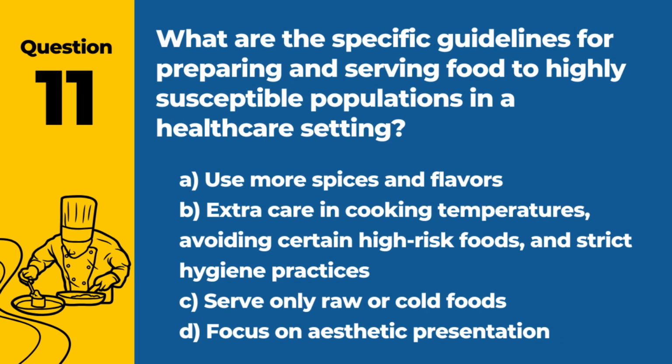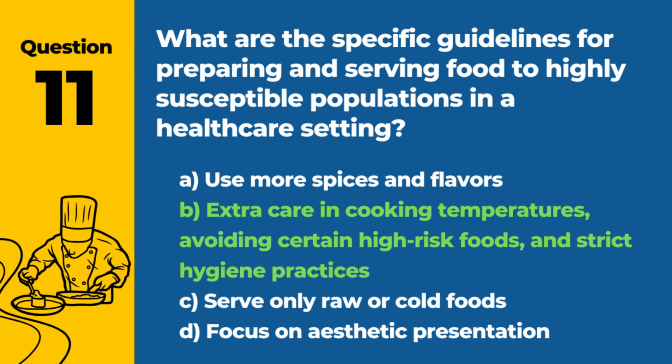Question 11. What are the specific guidelines for preparing and serving food to highly susceptible populations in a healthcare setting? A. Use more spices and flavors. B. Extra care in cooking temperatures, avoiding certain high-risk foods, and strict hygiene practices. C. Serve only raw or cold foods. D. Focus on aesthetic presentation.